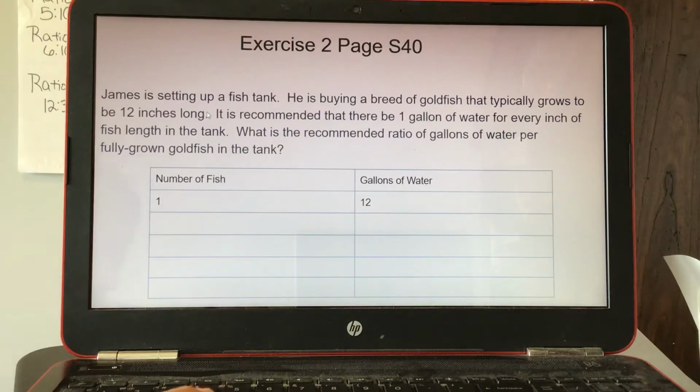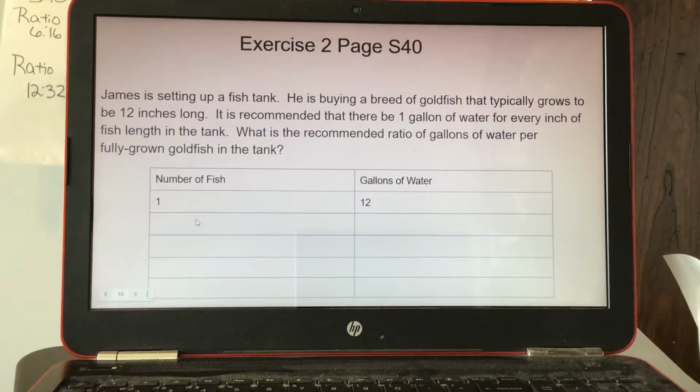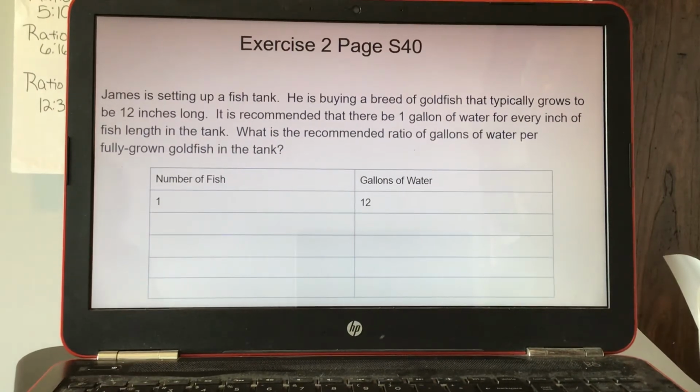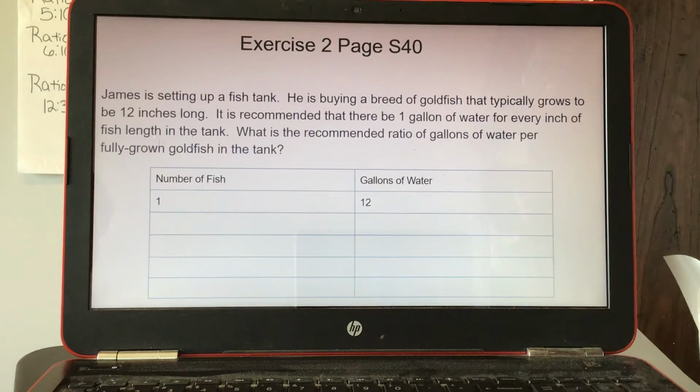Okay, James is setting up a fish tank. This is exercise 2, page S40. He's buying a breed of goldfish that typically grows to be 12 inches long. Okay, it is recommended that there be 1 gallon of water for every inch of fish length in the tank. What is the recommended ratio of gallons of water per fully grown goldfish in the tank? So if you had 1 fish, it's 1 to 12 gallons, because it's going to be 12 inches when it's grown, okay?